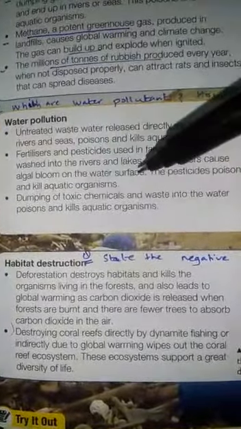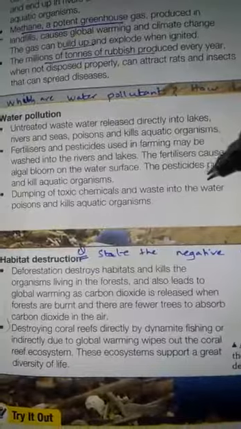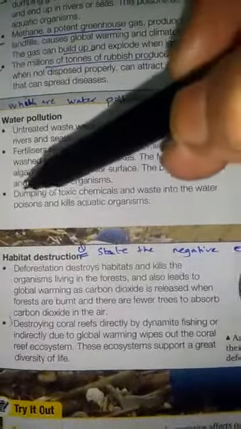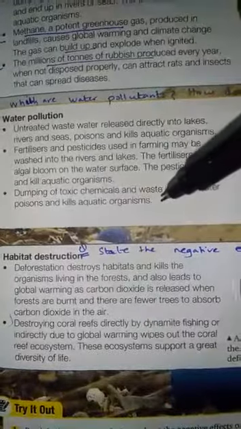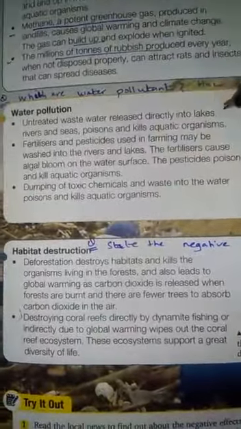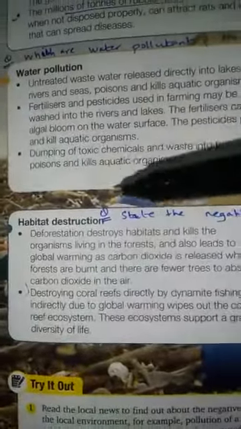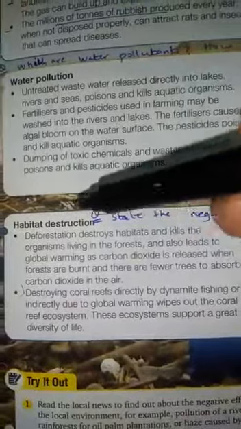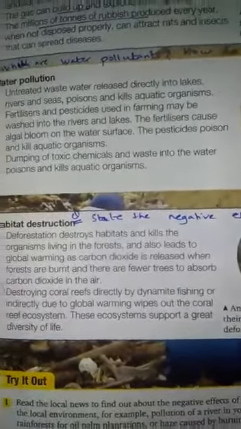Dumping of toxic chemicals and waste into the water also releases chemicals and secretes poisons which kill aquatic organisms. So these are the negative effects of water pollution. Fourth, the last one, is habitat destruction, meaning the destroying of the natural homes of organisms.